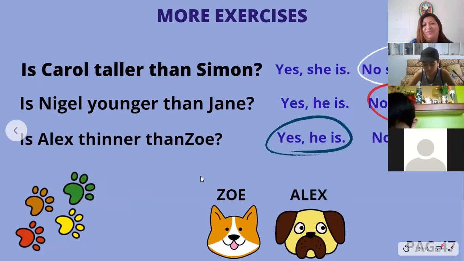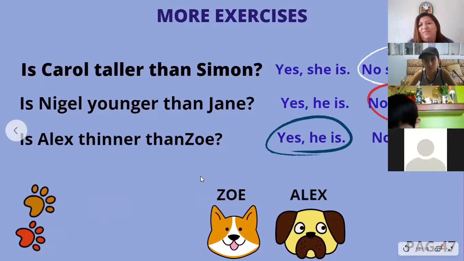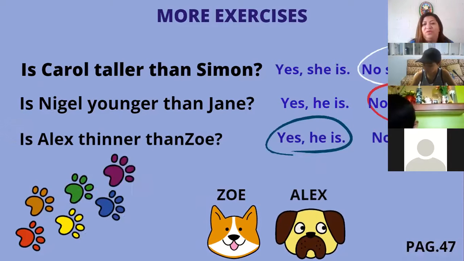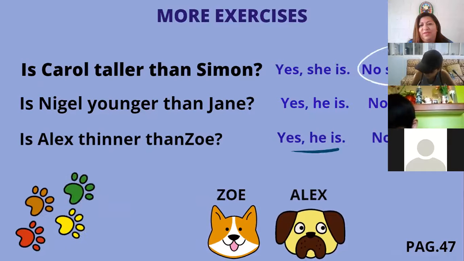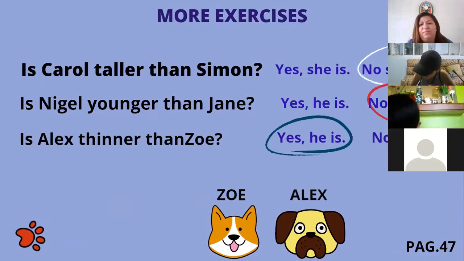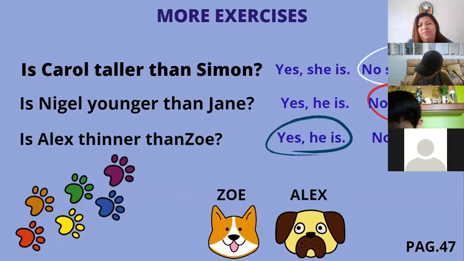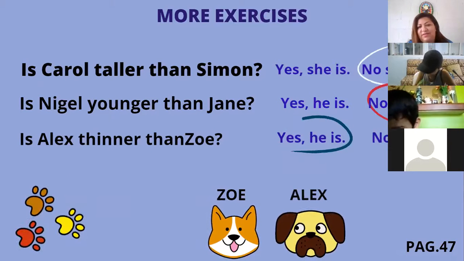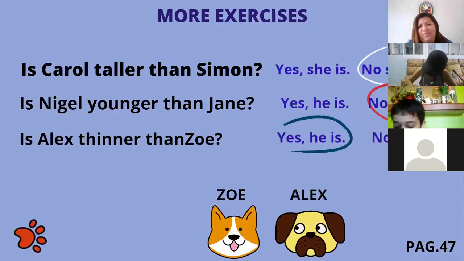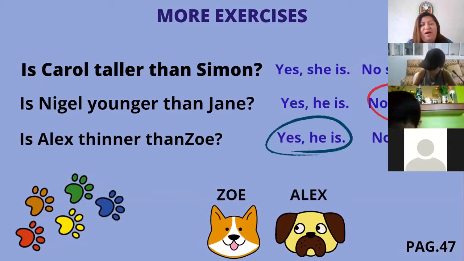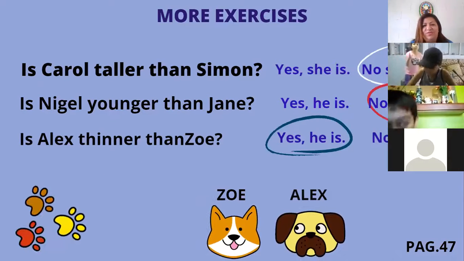Okay, let's see the answers. Here we have the answers. I hope you circled all the answers. Number 1, no, she isn't. Number 2, no, he isn't. Number 3, yes, he is. Okay, those are the answers. Circle them on your book, please.